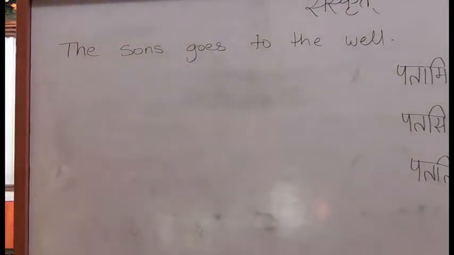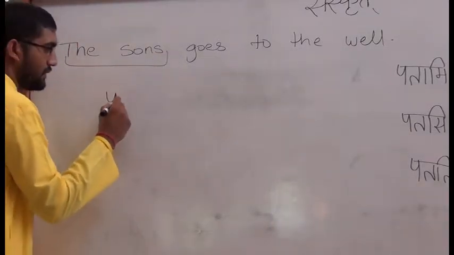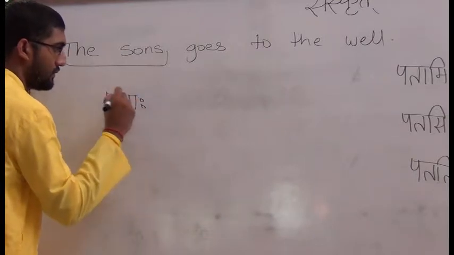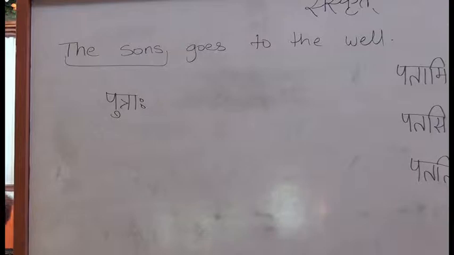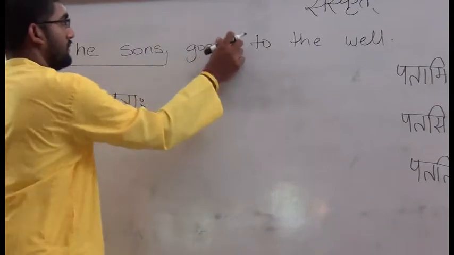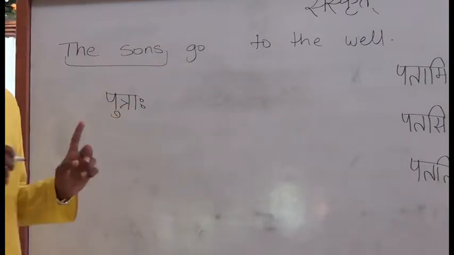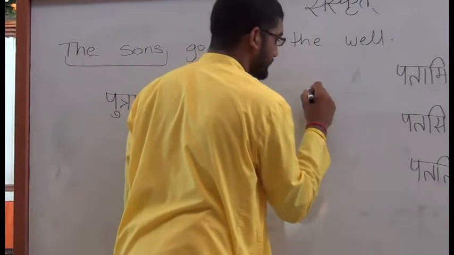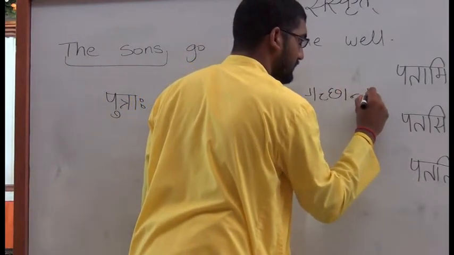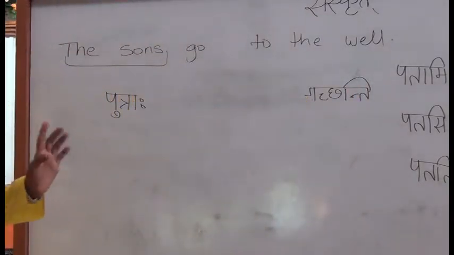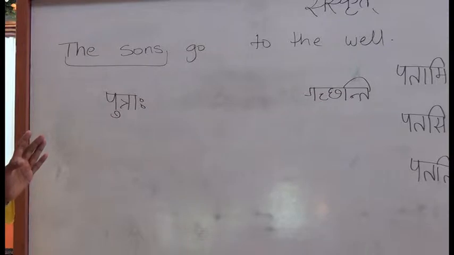The sons go to the well, right? So, what is the subject of the sentence? The sons, right? Putraha, correct? What is the verb? Sons go, sorry. Right back. So, Putraha, what's the verb? Go, right. So, who goes? They go. Okay? They go? Correct or not?